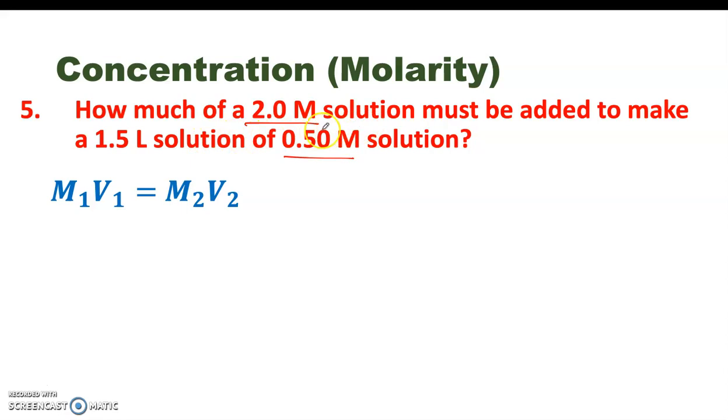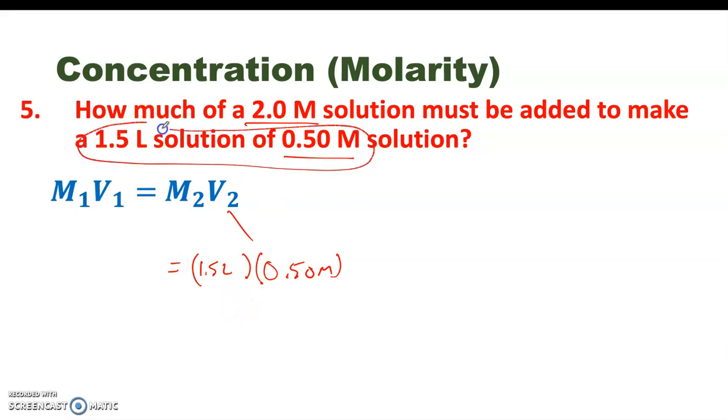In this case, it's saying how much of a 2 molar solution must be added to make a 1.5 liter solution of a 0.5 molar solution. So it's saying that we want to make a 0.5 molar solution that has a volume of 1.5 liters. That's our final result that we want. Now what it's also saying is that we have a 2 molar solution made. So I can use that 2 molar solution to do some dilutions. So my initial concentration is 2.0 molarity.